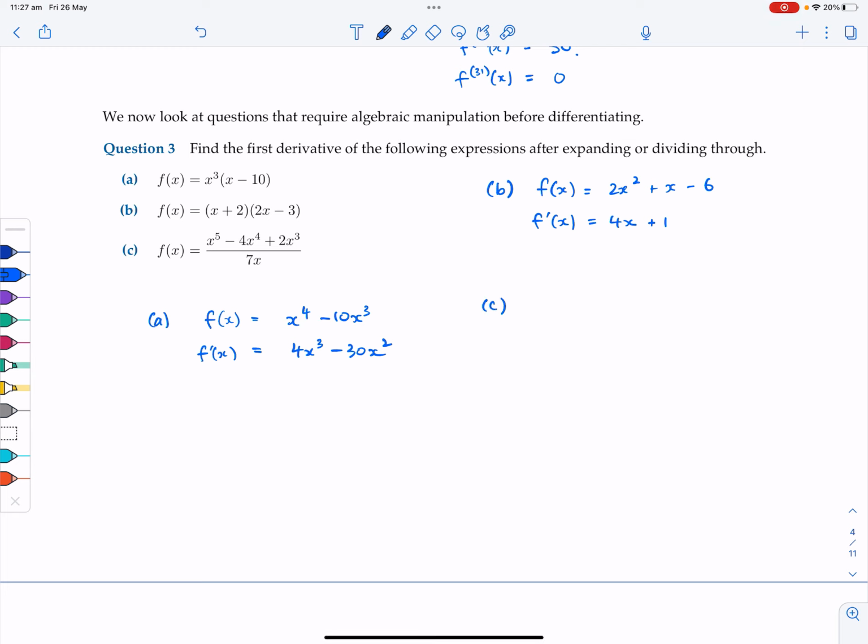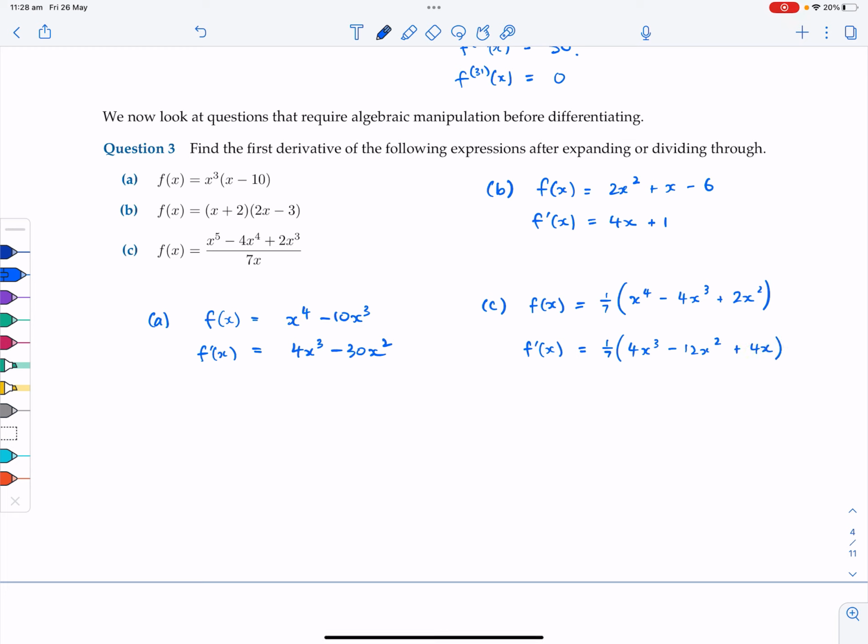And C, this time we're dividing through. So I'm going to take out the 1/7, right? This 7 here can just come out the front as a 1/7. That's just good technique. And now divide through by x. So I get x to the 4 minus 4x cubed plus 2x squared. So that's f dash x. And f of x is now the 1/7, nothing happens there, and I get 4x cubed minus 12x squared plus 4x.